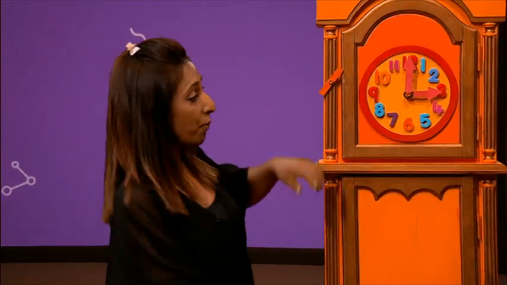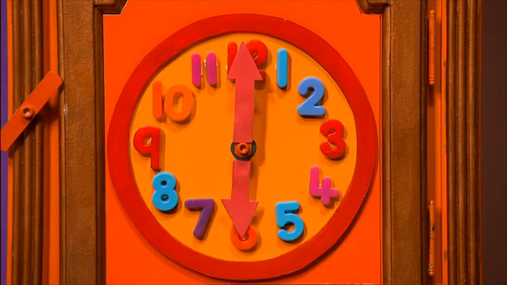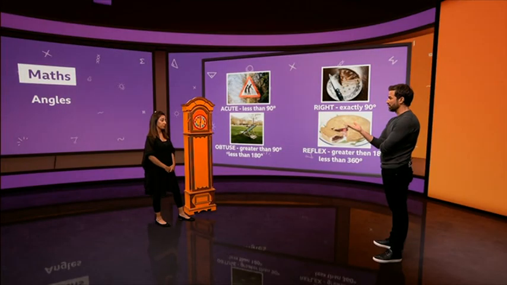Excellent. Well, how about if we turn this to 6 p.m.? 3 o'clock to 6 p.m. That's just a straight line. It's a straight line, and therefore what we know about the number of degrees on a straight line is that it's always 180 degrees.